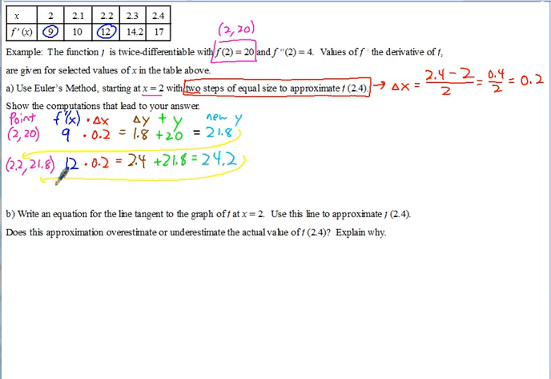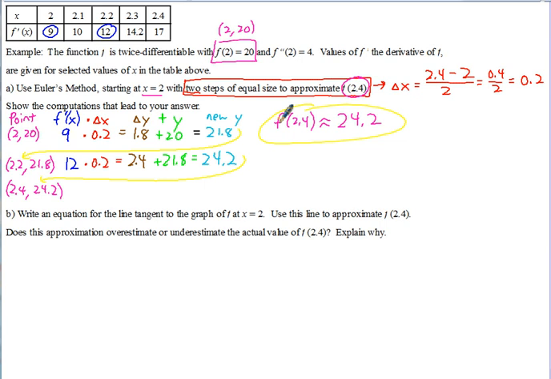So the next point we have, increase the x coordinate by delta x, which is 0.2, so that'd be 2.4 and 24.2. We stop right there because that's what we're trying to approximate, f of 2.4. So we get f of 2.4 approximately 24.2.